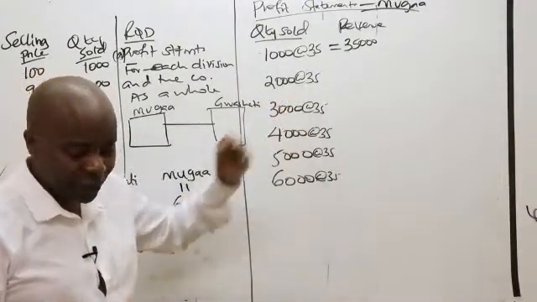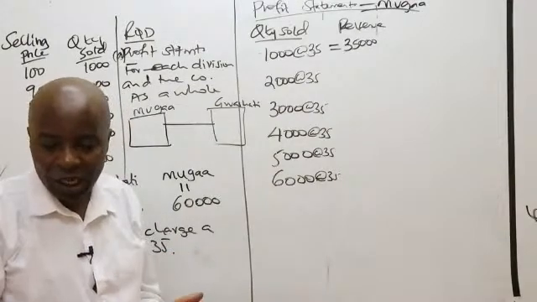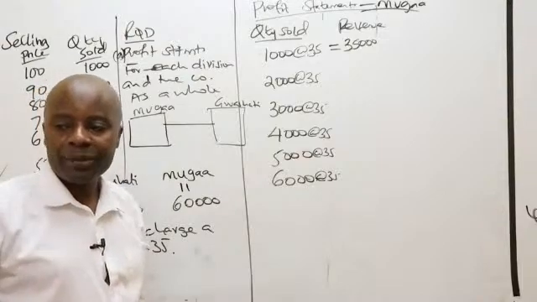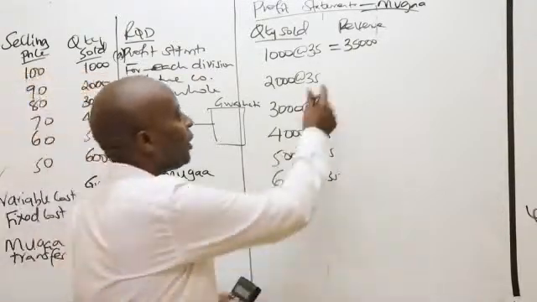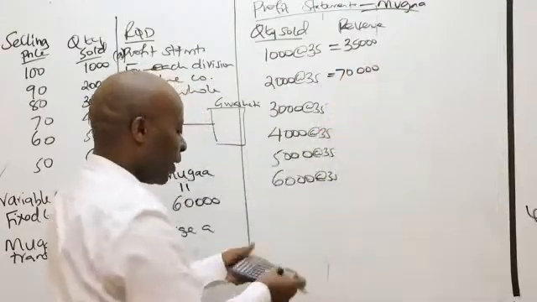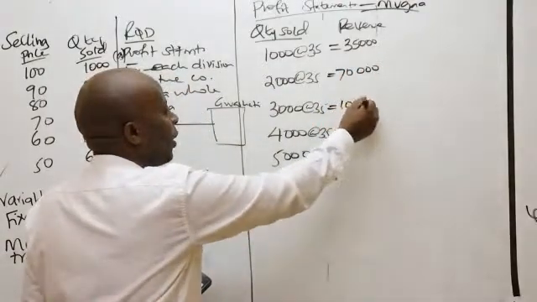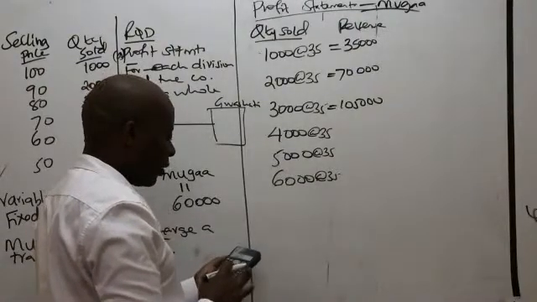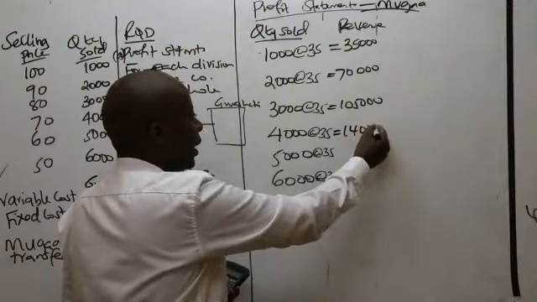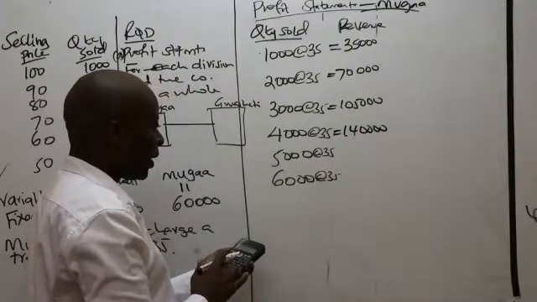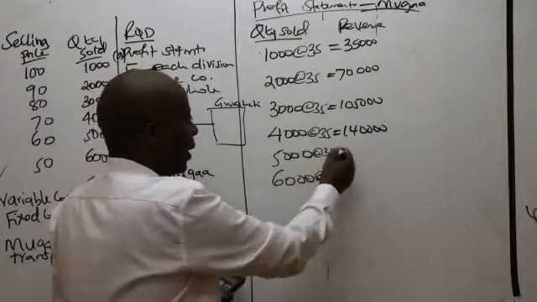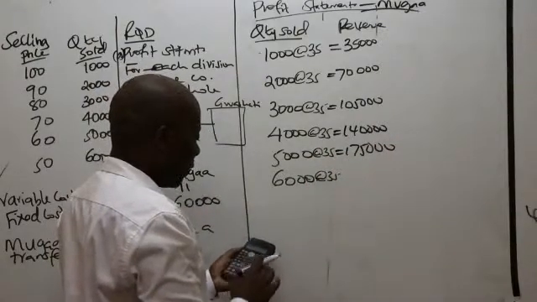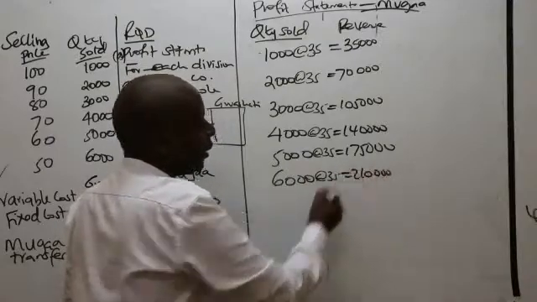So we have 2,000 times 35, that is 70,000. That's quite easy. The next one is 105,000. The next one is 4,000 times 35, which gives me 140,000. Then 5,000 times 35, which gives me 175,000. Then we have 6,000 times 35, which gives me 210,000.